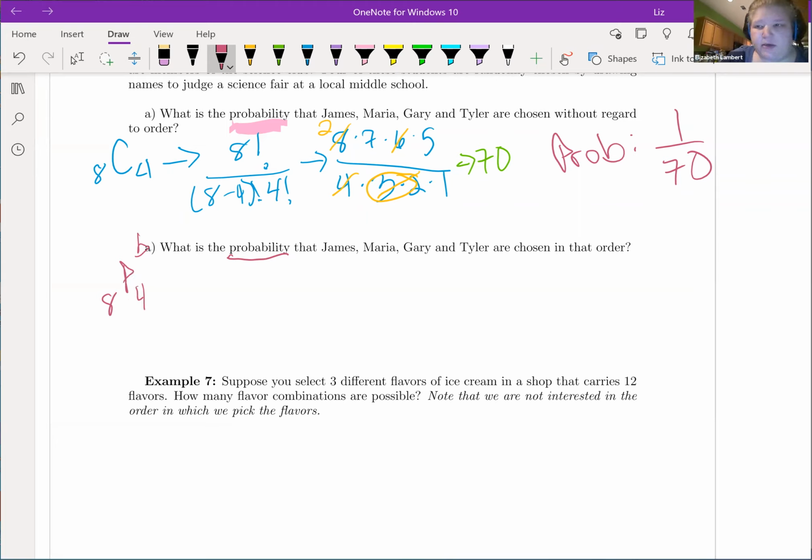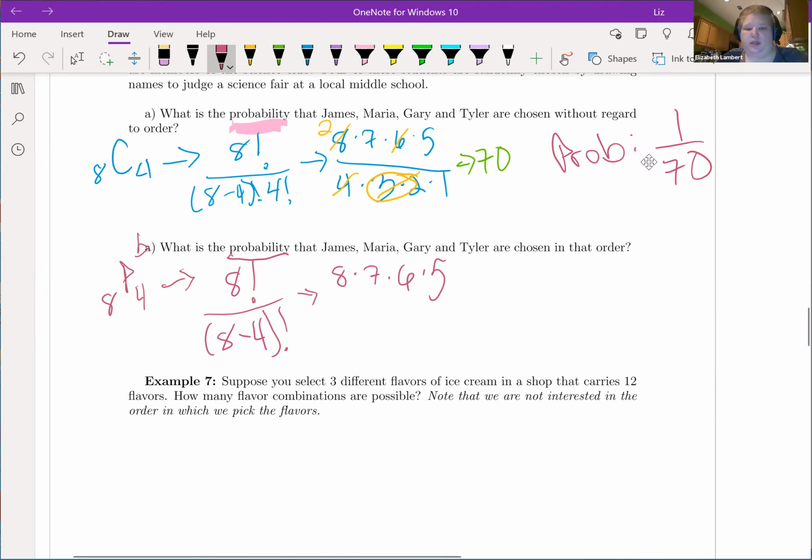So that'd be 8 items permuted 4 ways. 8 factorial over 8 minus 4 factorial, which will end up being 8 times 7 times 6 times 5. All right, so calculator.